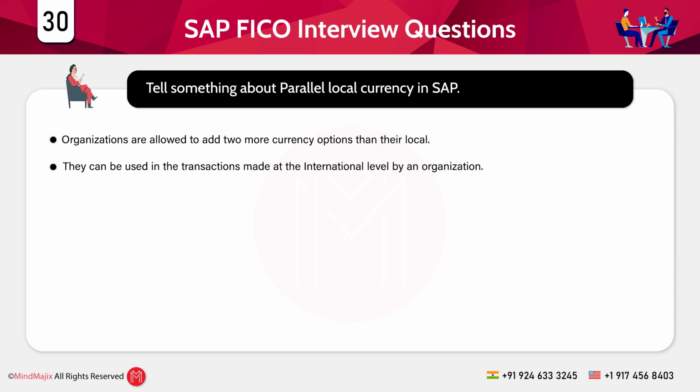The next question is, tell me something about the parallel local currency in SAP. So organizations are allowed to add 2 or more currency options apart from the local currency. So they can be used in the transactions made at the international level by an organization. The organizations are free to use any 2 options for parallel that they seem to have needed. So they can be tagged as group currency and hard currency.